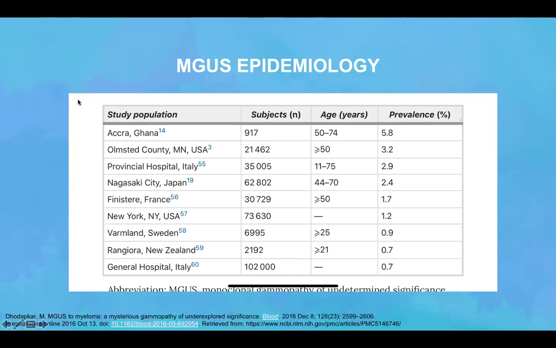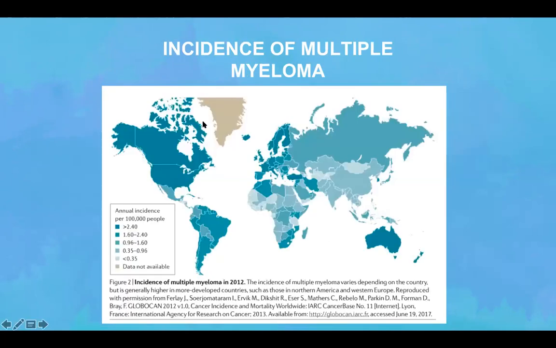This is a summary of many studies that were done about MGUS, and we can see that there is more prevalence in Africa than in Italy, for example, or in the USA or France, because we have a larger African American population here than in the other countries. The incidence of multiple myeloma is variable throughout the world, but we can see that in the USA it has a higher incidence than, for example, in Asian countries, which have fewer cases.